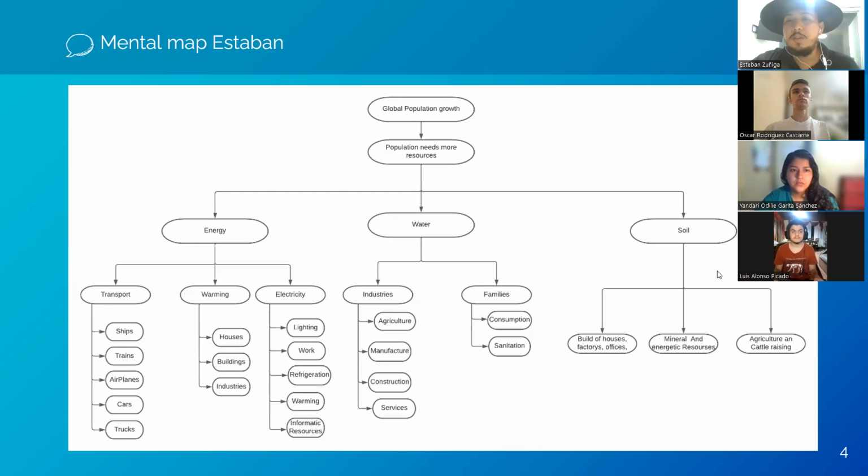Basically, we need the soil, mainly for agriculture and cattle raising, because we need to secure our need of feeding ourselves. Mineral and energetic resources, because we need to supply the whole energetic supply chain to keep our activities safe, and for the building of houses, factories, and offices.